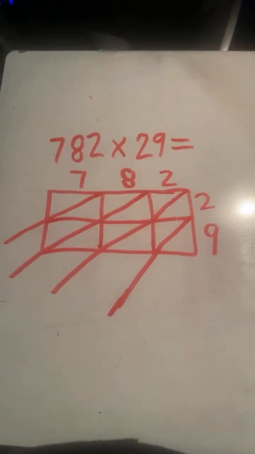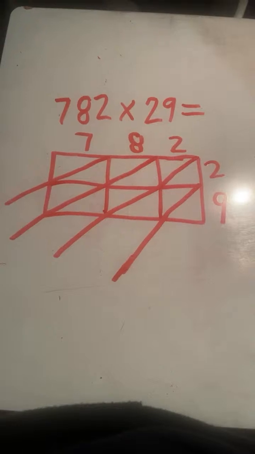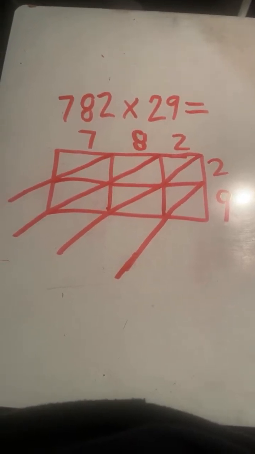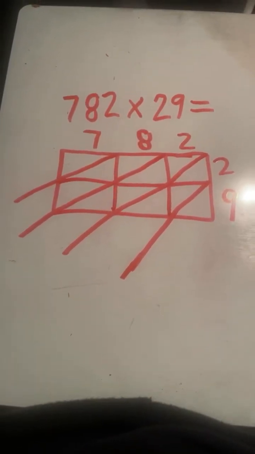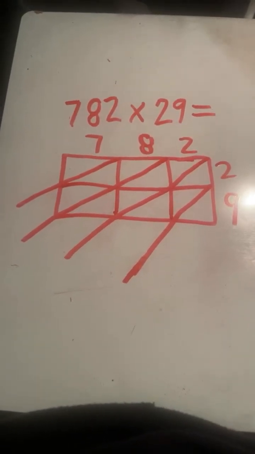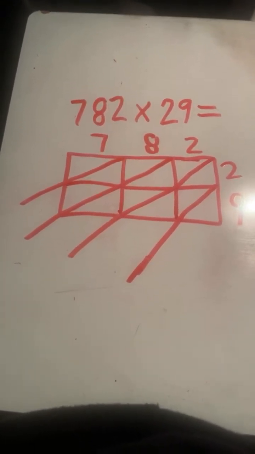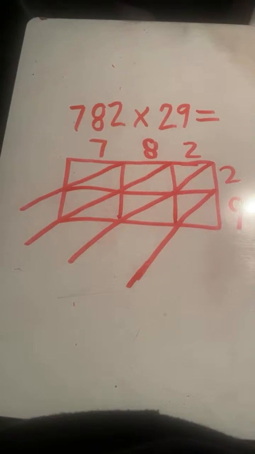So this is going to be another video on 3-digit by 2-digit multiplication, but it's going to focus on a different method. This method is called the Lattice Method. Our first example problem is 782 times 29. And I'm going to go through step by step how to solve that problem.